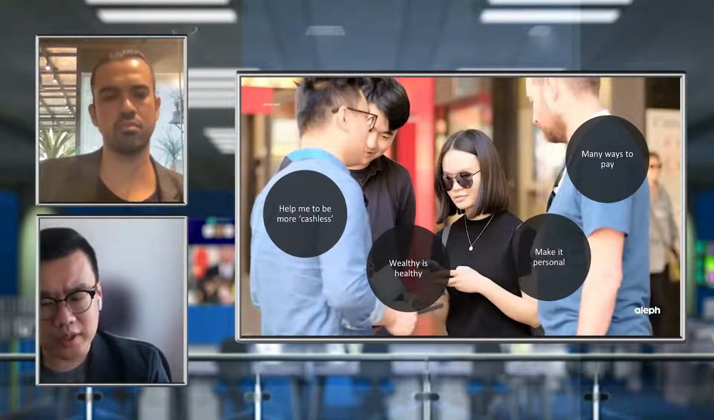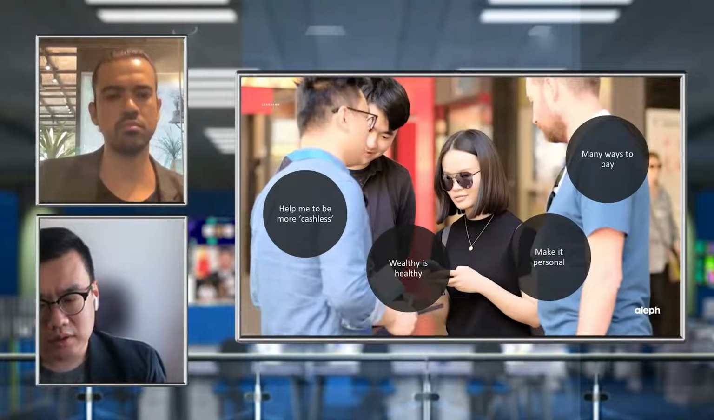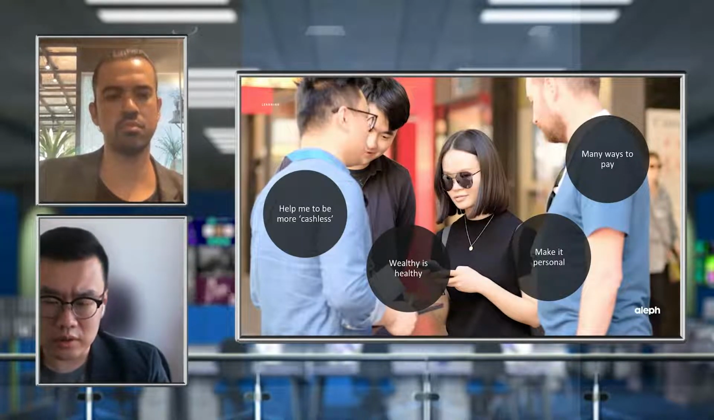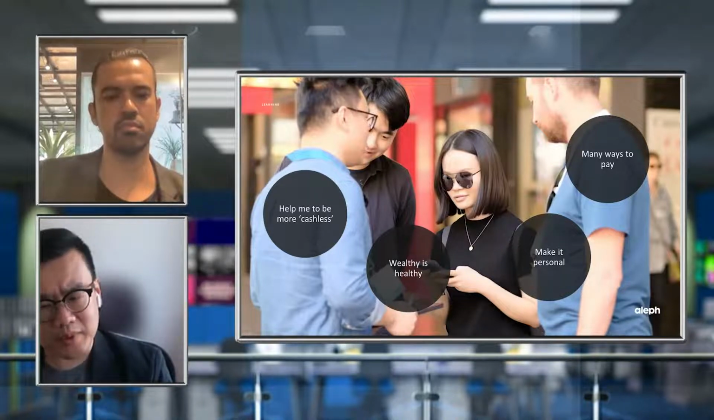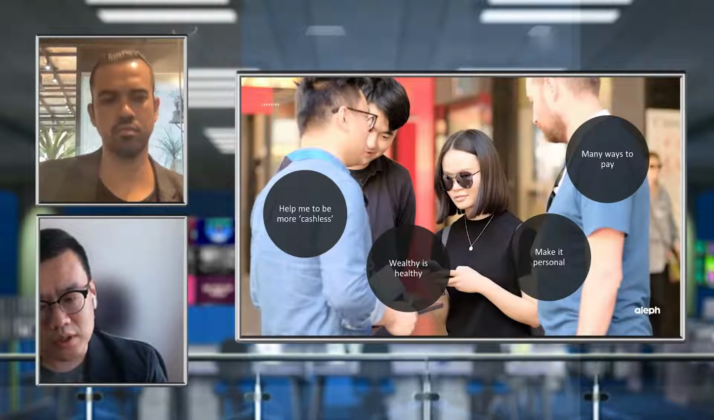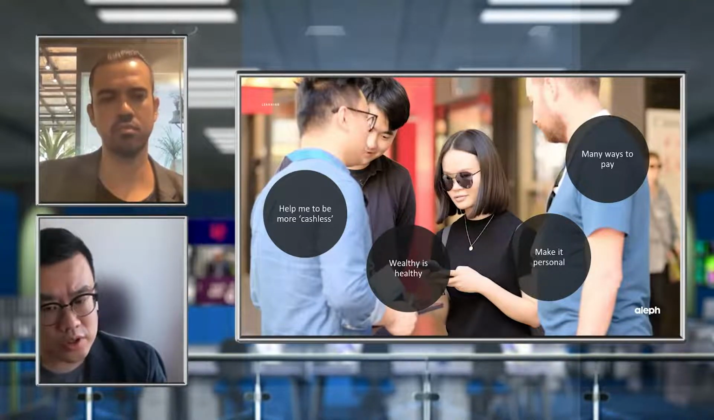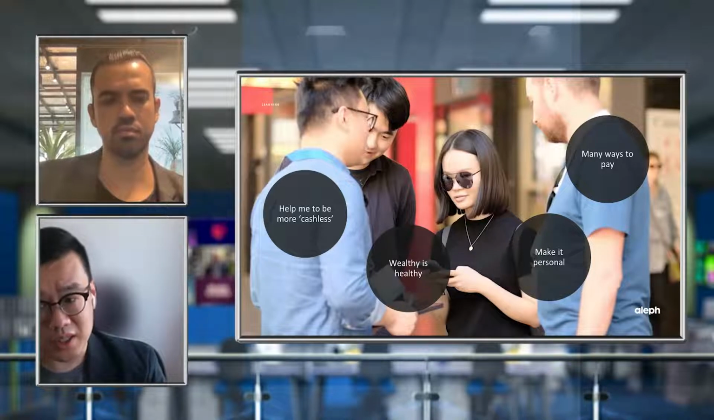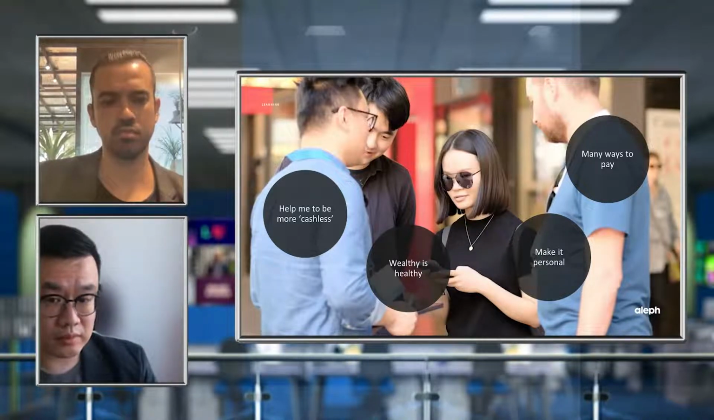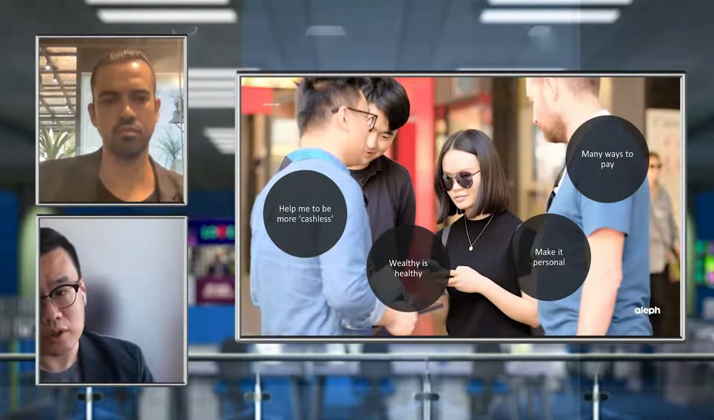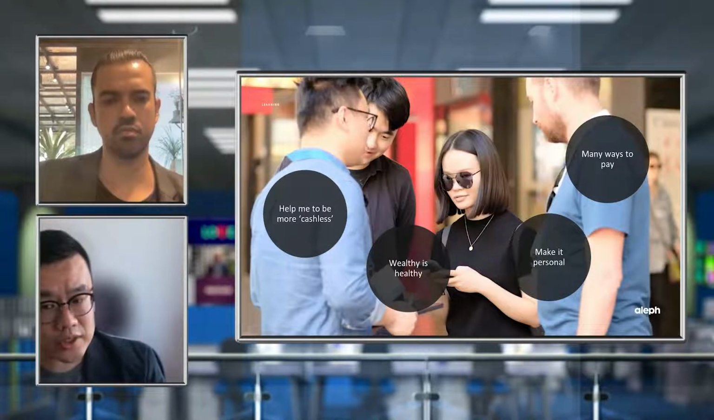But when we come to building and designing a product for Chinese consumers, there are also some key learnings, some assumptions that we validated through our journeys of building a product and doing research. There are some key learnings I'm really keen to share with you here. So firstly, we call it help me to be more cashless.